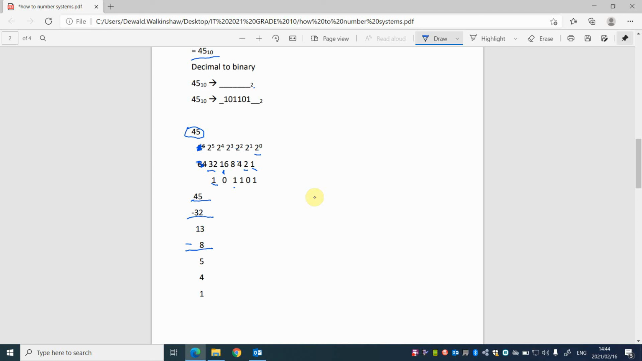So move on to the next one, which is 4. How many times does 4 go into 5? 4 goes into 5 one time. So 5 minus 1 times 4 is 4. So 5 minus 4 equals 1. Then we ask ourselves, okay, let's move on to the next one. How many times does 2 go into 1? 0 times, because it can't. Then we go to the next one.